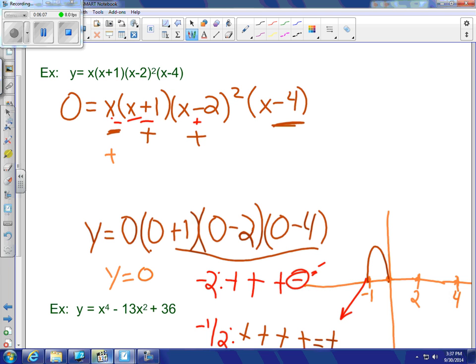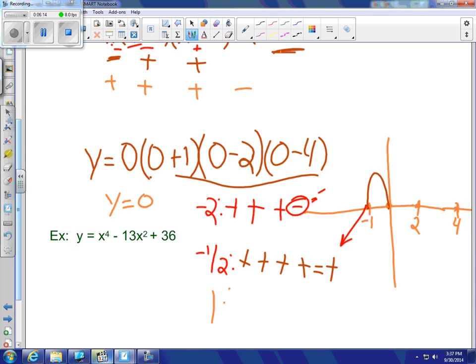So you get positive, positive, positive. This is going to be negative. So we have another negative number, right? It doesn't matter, you have three positives and then one negative, it's going to be overall negative. So in between 0 and 2, it goes downward, right?